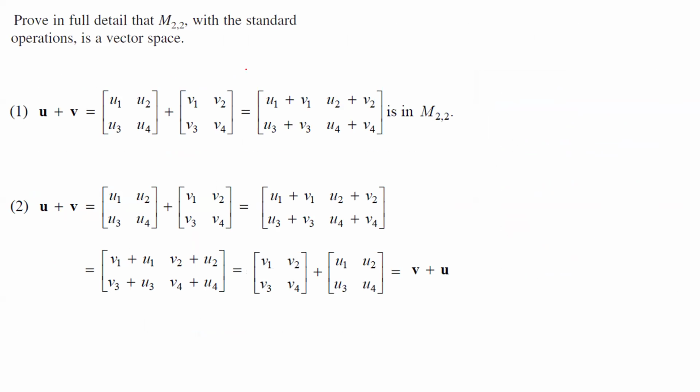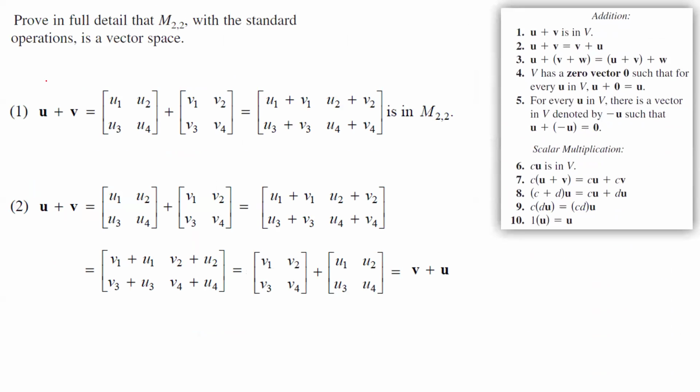Next example for you. Prove in full detail that the set of all 2 by 2 matrices with standard operations is a vector space. So what are we going to do? We're going to start by checking these axioms. Okay. First of all, we need to check to see if the addition of these two matrices is a 2 by 2 matrix or not. So you're going to take a random 2 by 2 matrix, not numerical values. It's a common mistake for students that take random values.